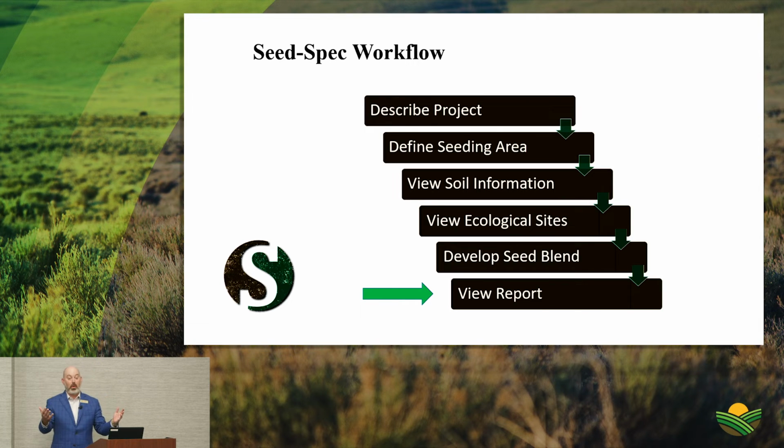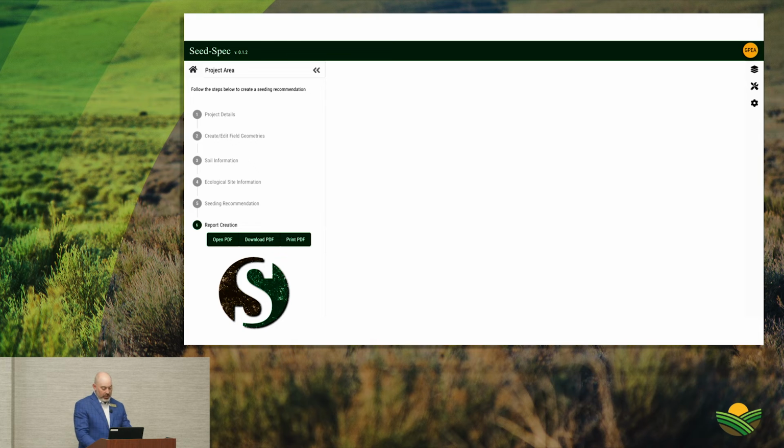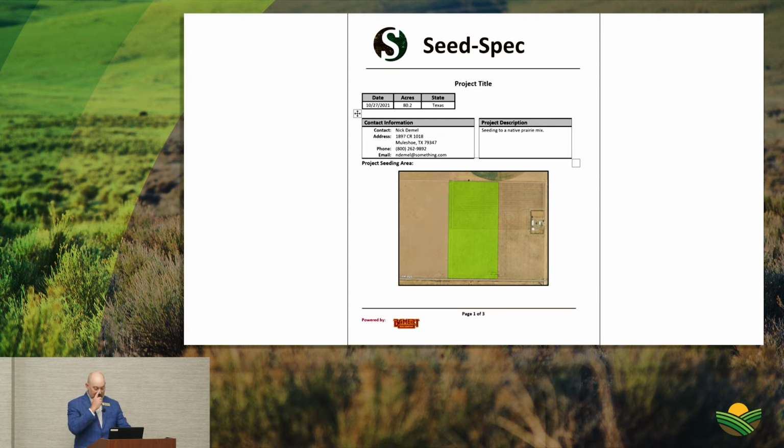And then we're going to get to our report. So right now, in this free version, this is your output. This is what you get from this tool, this report. You can open it, download it, and print it, but this is an example of what this report looks like. So you have all this information that you can then take and have a starting point to have a discussion on what blend you need to go out to have success.